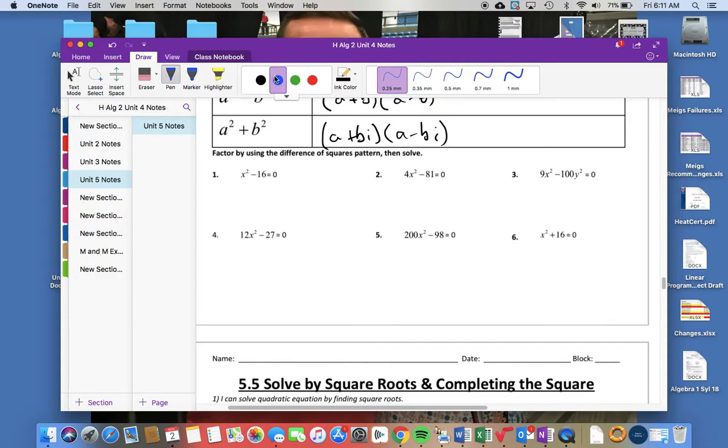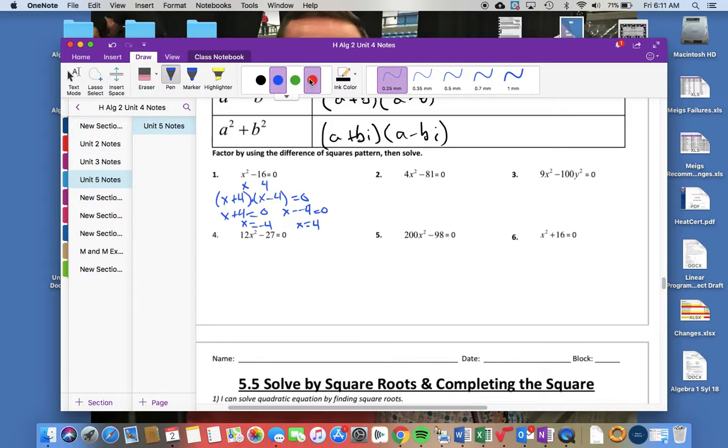All right, so this first one, number 1, you've got difference of squares. Square root of x squared is x. Square root of 16 is 4. So your factors would be x plus 4 multiplied by x minus 4. Set that equal to 0. And now, look, I've got a product between our two parentheses, so I can set each equal to 0 and solve. So x equals negative 4. And then when you set x minus 4 equals 0, x equals positive 4 as well.